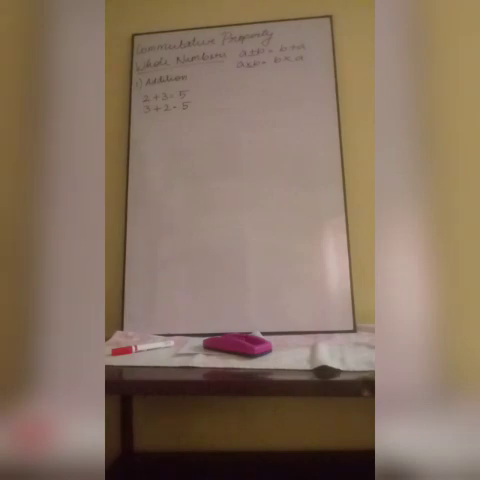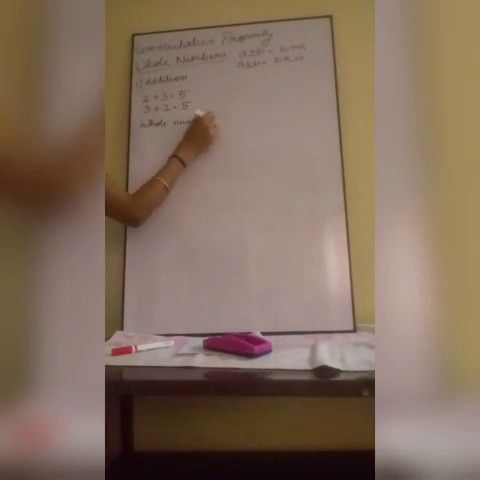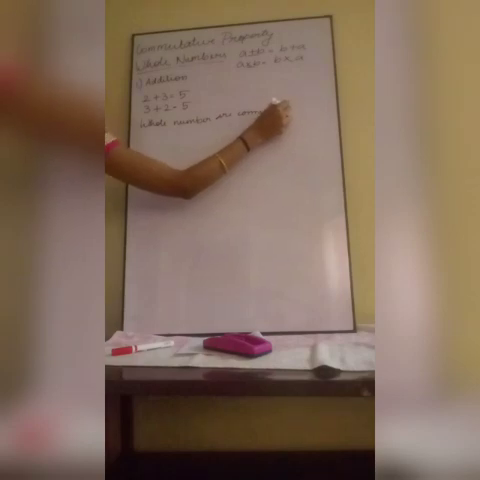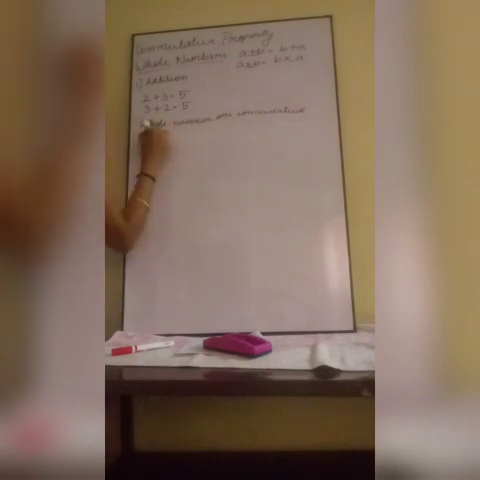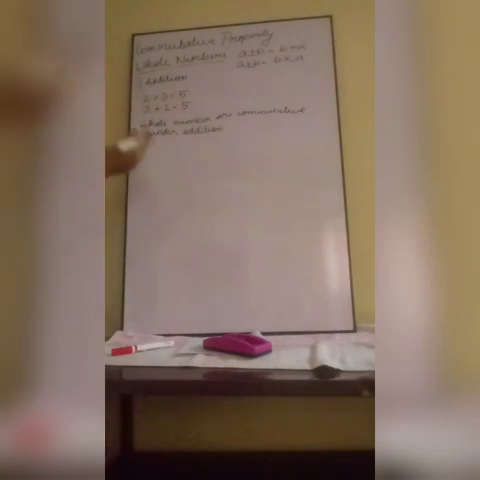So see, 2 plus 3 is 5. 3 plus 2 is also 5. Therefore, whole numbers are commutative under addition. If you add in both ways, you will get the same answer. That is our commutative property.